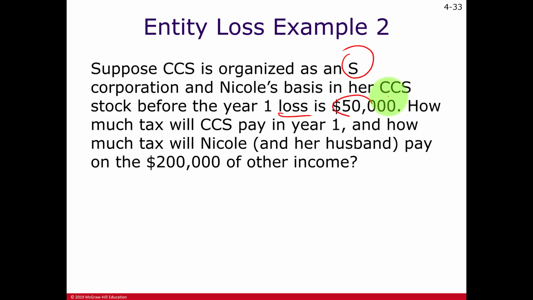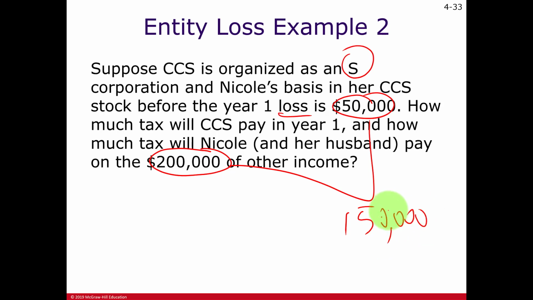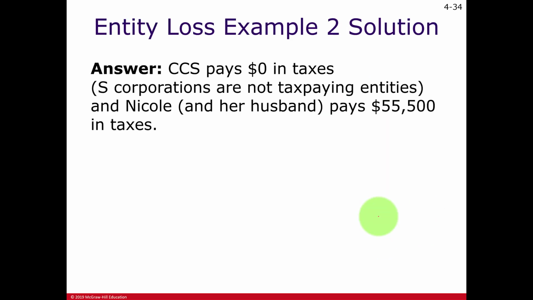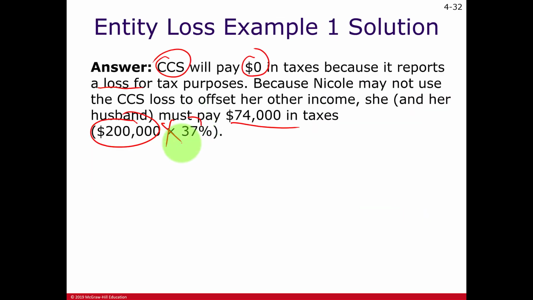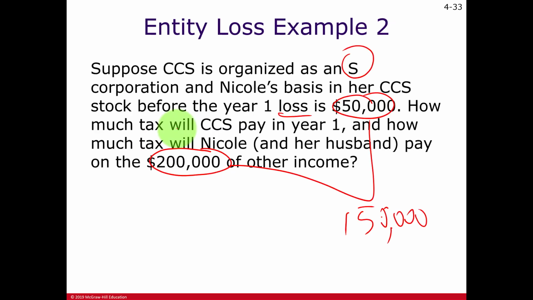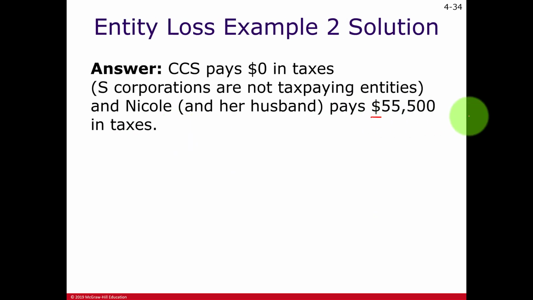So you combine the loss with Nicole's husband's income to get 150,000 of income subject to their tax rate of, what was it, 37%, multiplying by 37% to get a tax of 55,500. And S corporations generally do not pay any taxes on their income. In this case, definitely it has a loss.